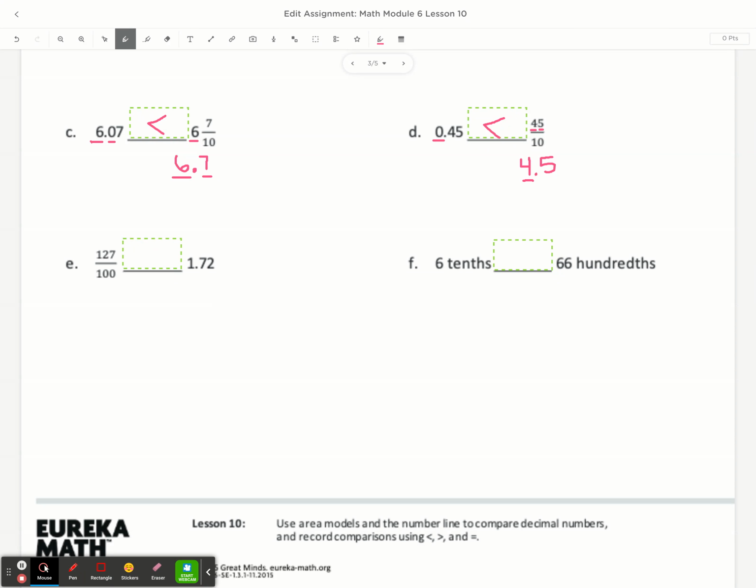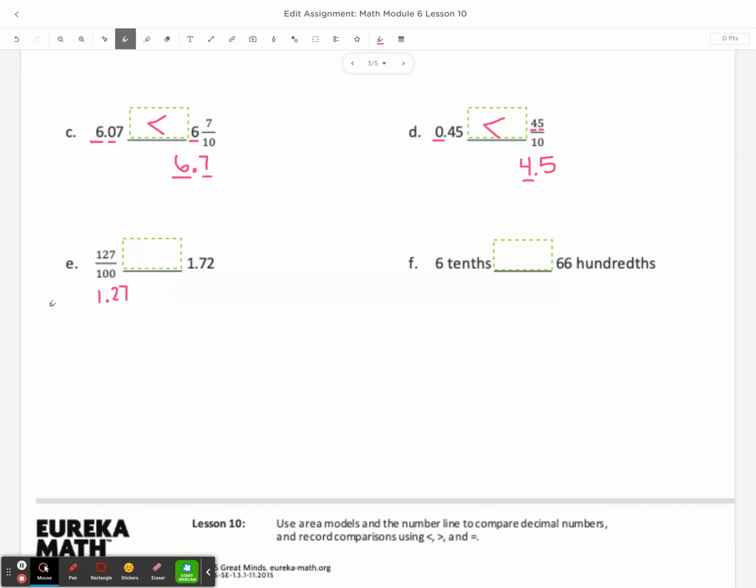And now I am going to go ahead and work on E. So we have 127 100ths versus 1.72. So I'm going to change this fraction to a decimal number. So I have 127 100ths. Well, I know that there's 100 hundredths in 1. So that means that this is actually 1.27 because 27 is what's left over when I take out the whole.